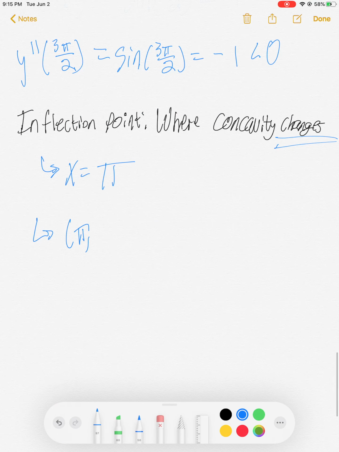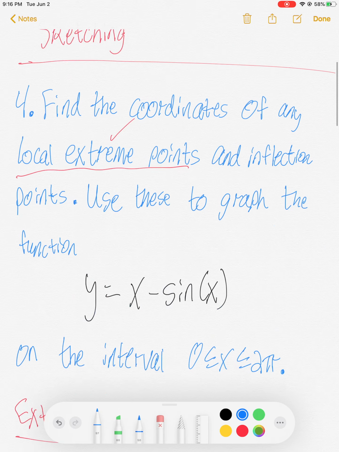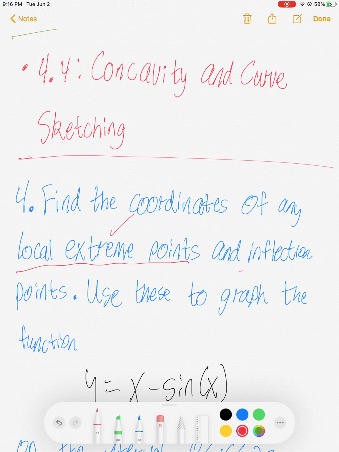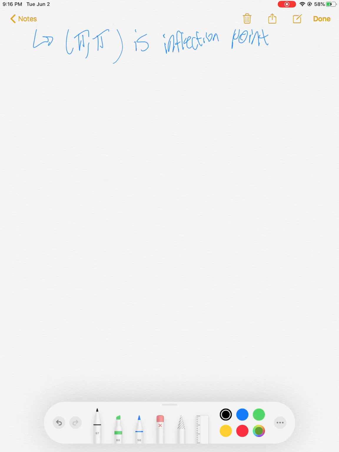So x equals pi, so let's just plug that into our function to find the y coordinate. So y then equals pi minus sine of pi. Well, sine of pi is 0, so that is just pi. So pi is, in this case, our lone inflection point. All right, so we have found our inflection points. Check. So all that's left to do is to use the information which we have gathered to graph the function.